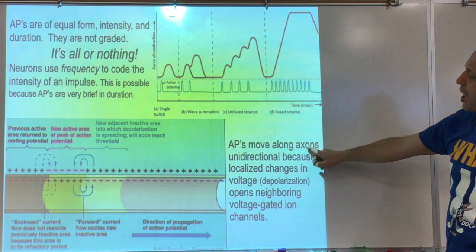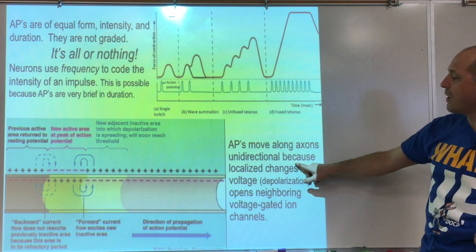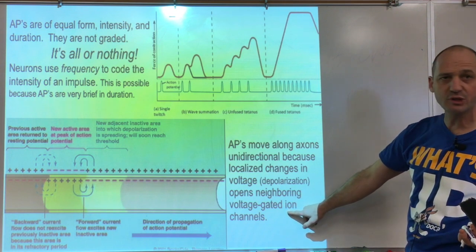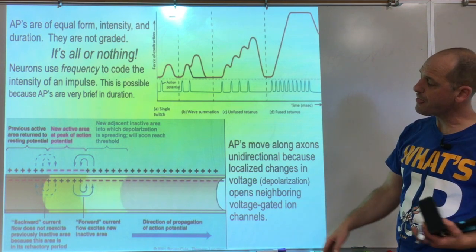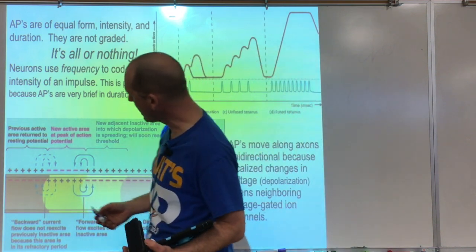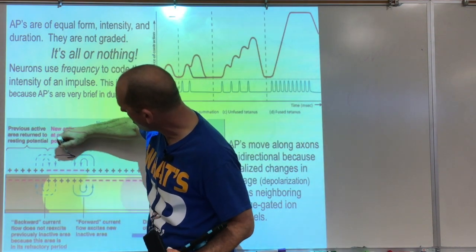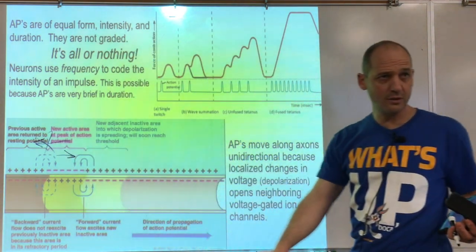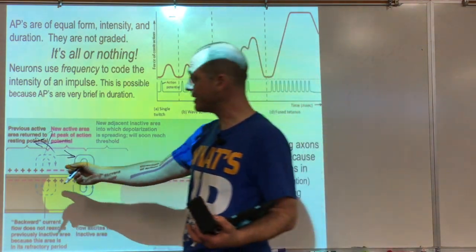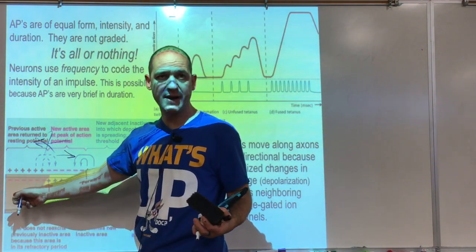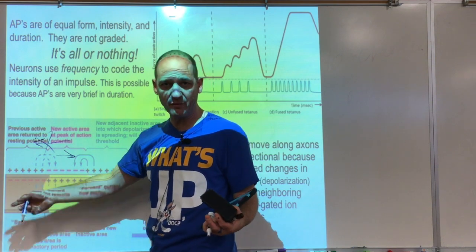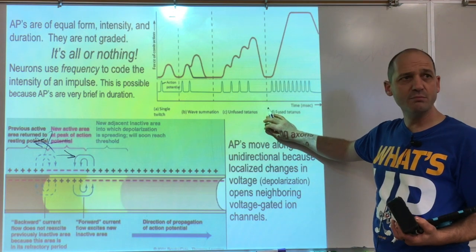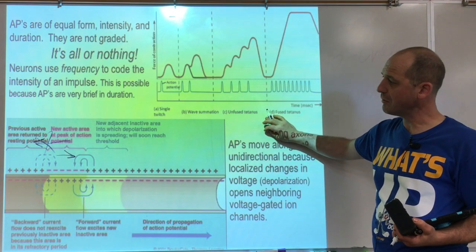Action potentials move along axons unidirectionally because localized change in voltage opens neighboring voltage-gated ion channels. So what that means, and there's a couple of reasons, an action potential can only go one way, cannot go the other way. So it only fires out one direction. Because you cannot go back, because back here where you came from, all the chemicals are scrambled. So it's not going to be working. That's what I meant with that. The having to reestablish the chemical mixture with the sodium potassium pump.